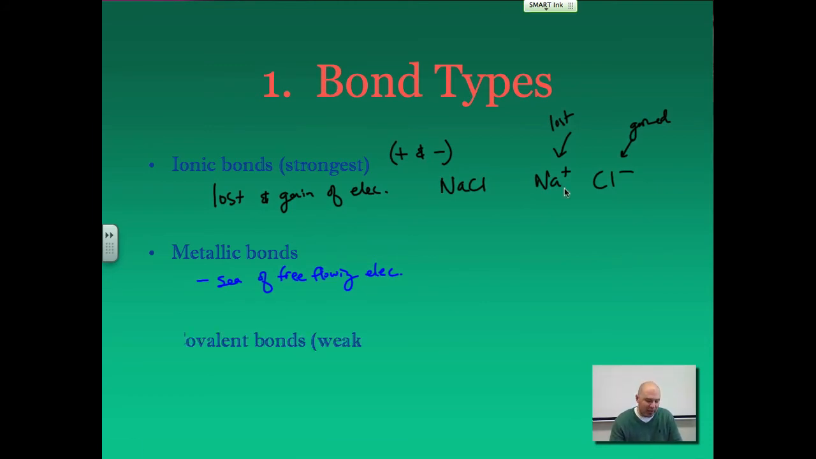The next type is our covalent bonds, and those are our weakest. Covalent bonds are a sharing of electrons. For example, hydrogen gas, H2: hydrogen does not gain and lose when it gets together, but rather shares electrons. Therefore it's the weakest, and most covalently bonded molecules are gases and or liquids at room temperature. So those are your different bond types.